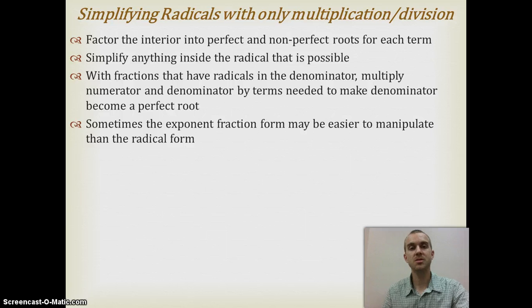Now, if we have only multiplication and division in our problem of simplifying, we want to separate our interior into perfect and non-perfect roots, and then we can use the associative property to split them up and some of our other radical properties there to simplify the problem. If we have fractions, we need to make sure that the denominator is always left with no radical. So we may need to multiply both the numerator and denominator by some radical to make the denominator become a perfect root. And if you want, you can always work with the exponent fraction form instead of the radical form if that's easier for you.